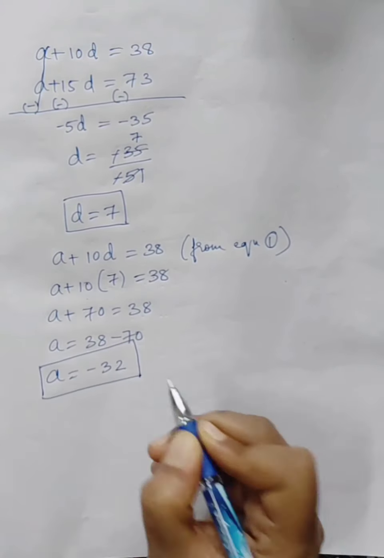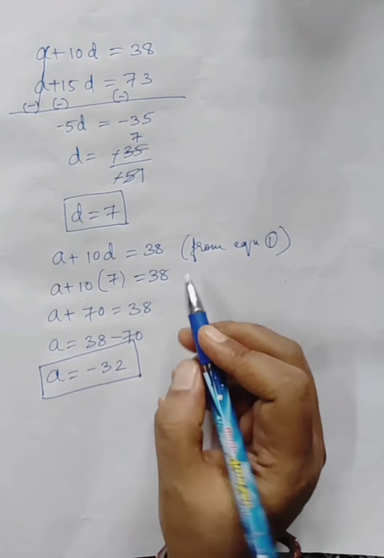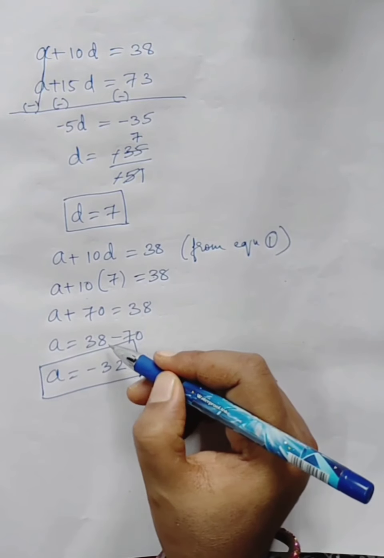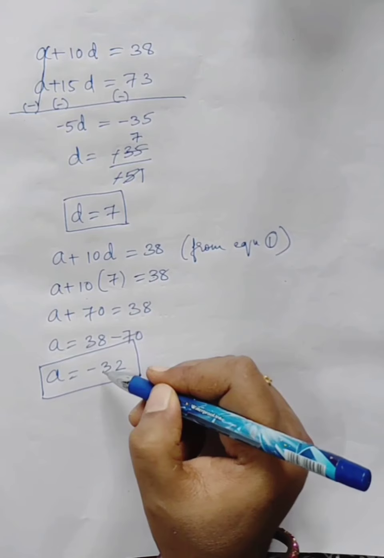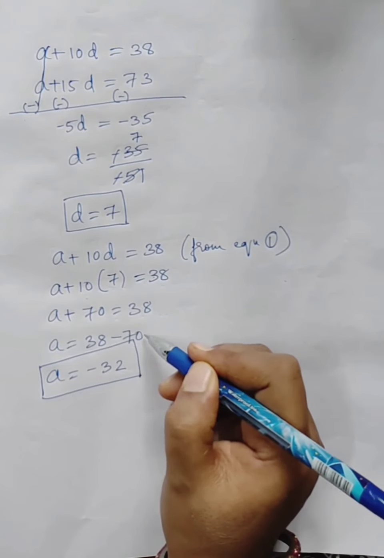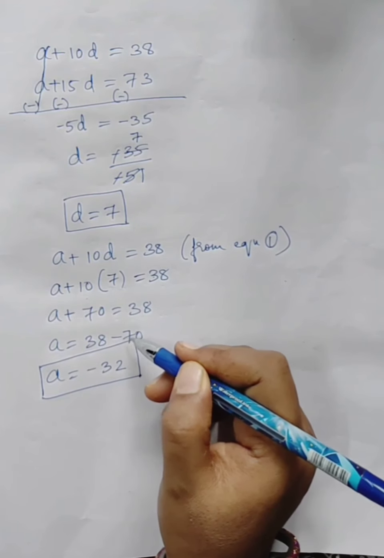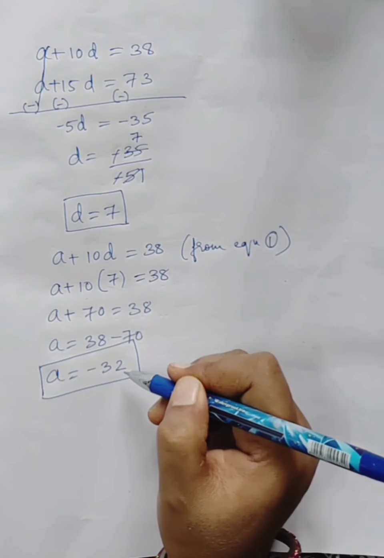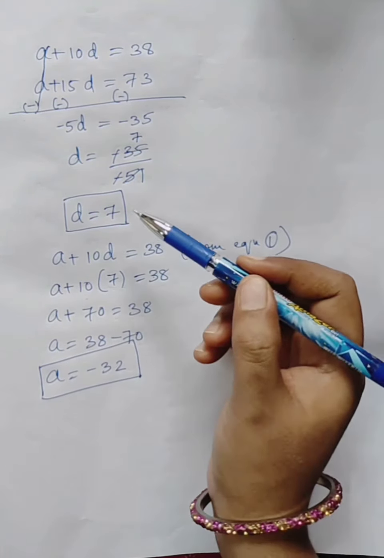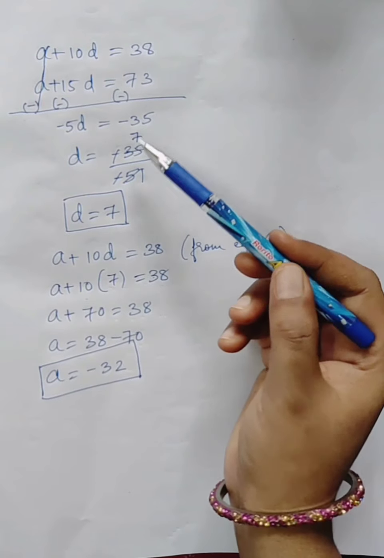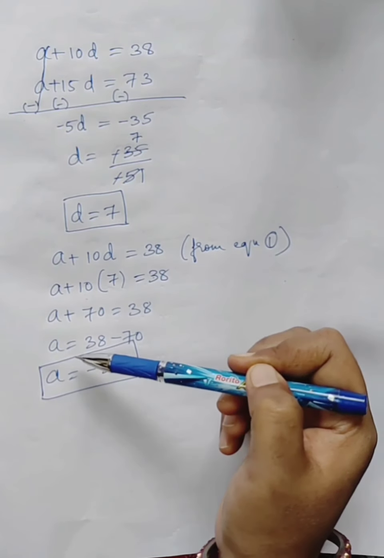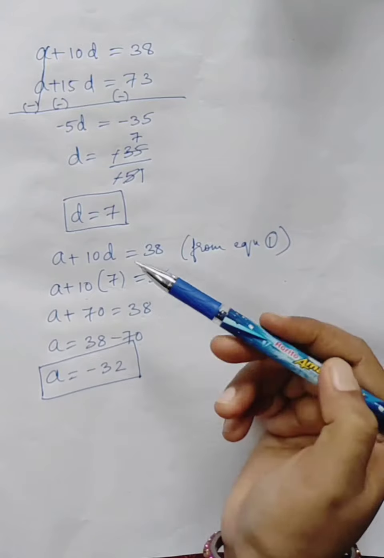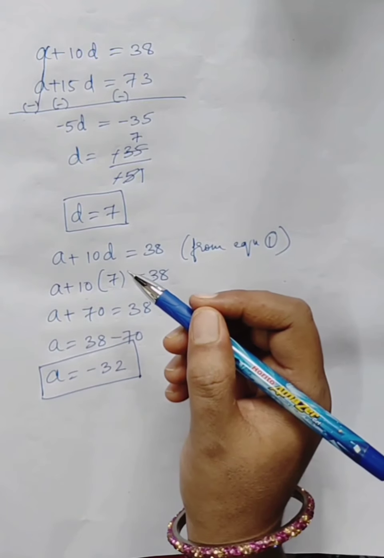Okay, A is equal to minus 32. From 70 subtract 38, you will get minus 32. And why the negative sign? Because 70 is greater, so the sign is negative, so minus 32. Now see here, using the simultaneous equations we got the value of D and the first term A. The next is, according to the question, what do we need to find?